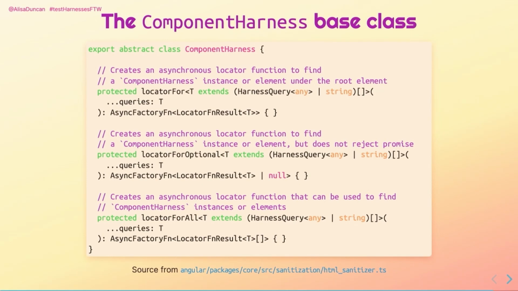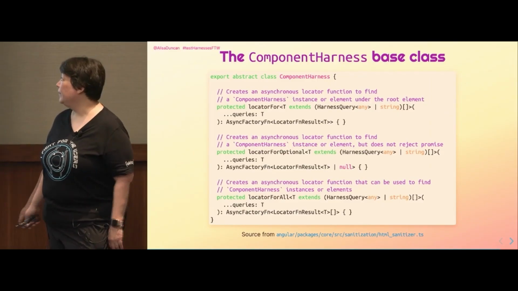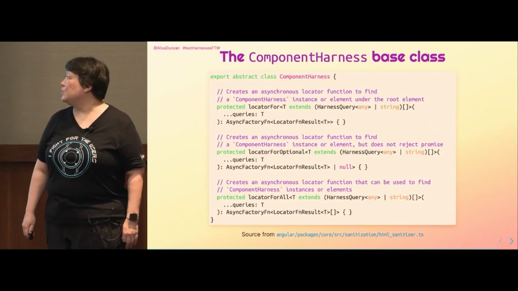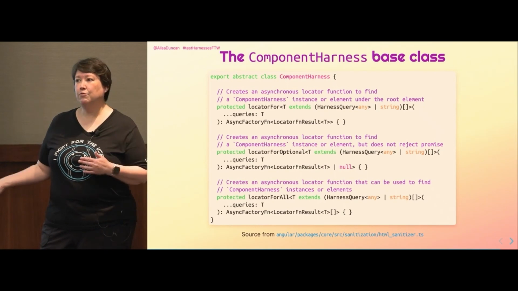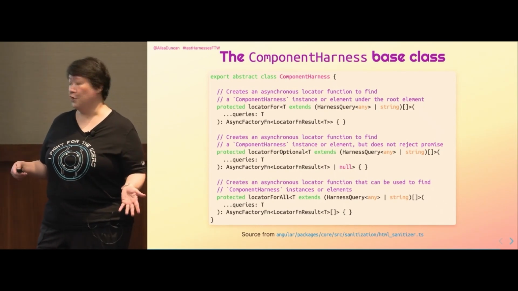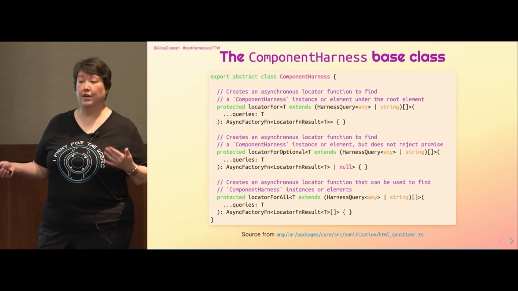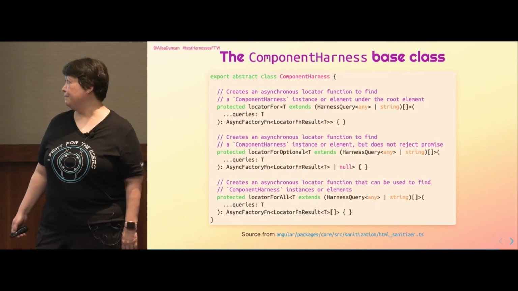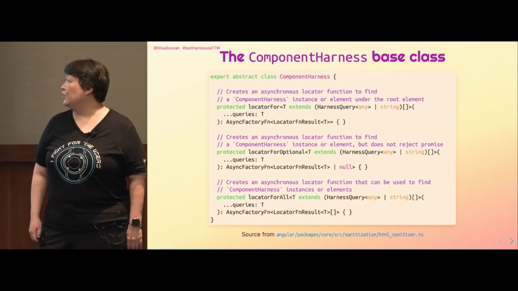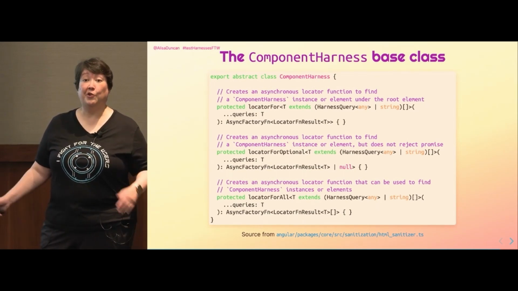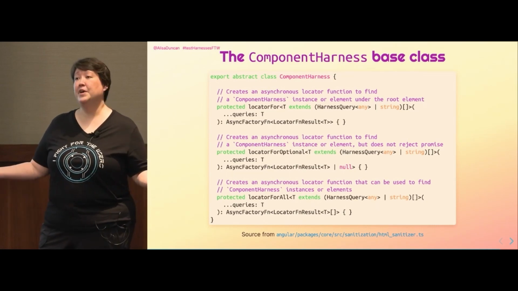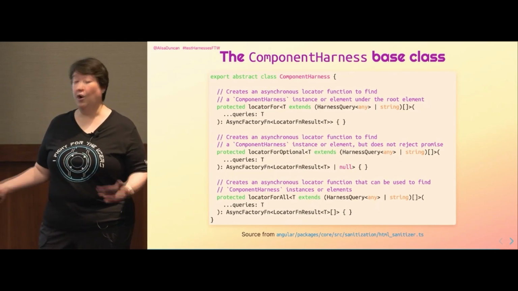So if your component is a composition of multiple other components that each have their own test harnesses, you could search for like a mat input harness here as well. locatorForOptional is another method we could use. And this, instead of rejecting the promise, will just return null. And this is useful if you have any conditional elements within your components. And then lastly, you can also call locatorForAll, which returns all of a particular type. So if you have just a bunch of buttons on your page, you can get all the buttons at once.